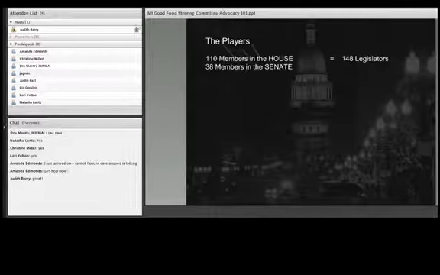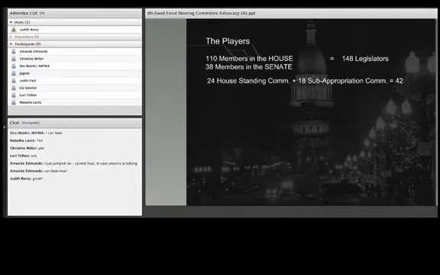Okay, so the players. At the state legislative level, you want to ask yourself, who are the players? If you're looking at zoning, at your county commission or city council, you want to ask, who are the players? For the state legislature, we have 110 members in the House and 38 members in the Senate. That's 148 legislators, not a huge number.